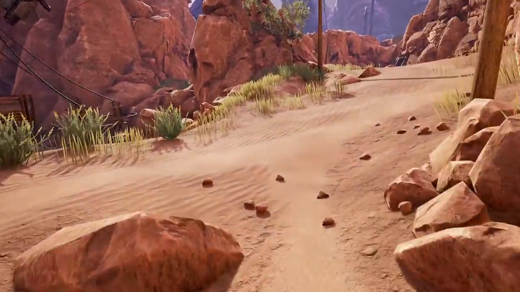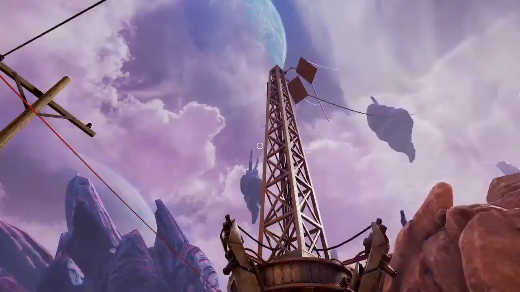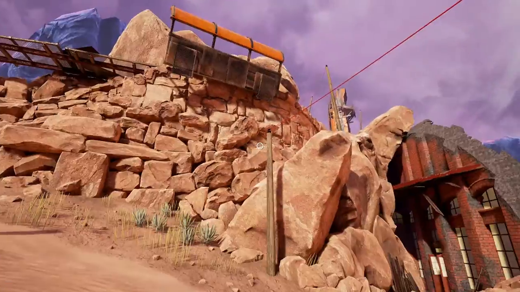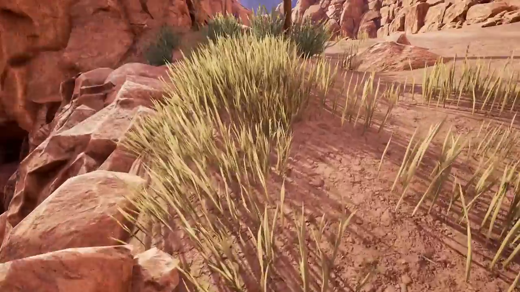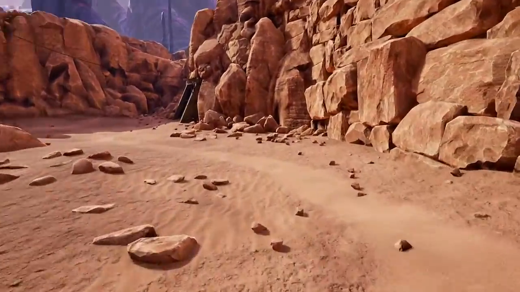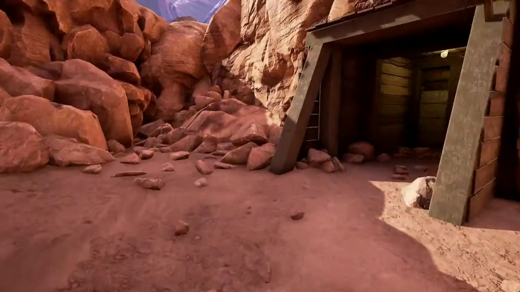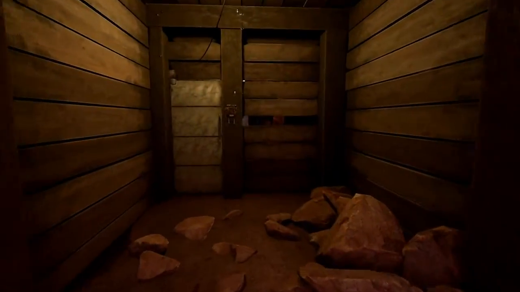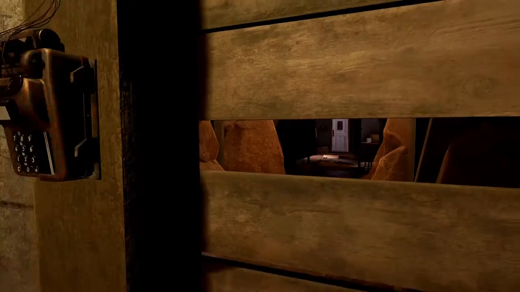Okay. Ooh, what is that? That's got a red cable to it. I don't know. No clue what that is. Okay. Keep following this. Where does this go? Ooh. A keypad. Wait a minute. Oh, I think I know where this is. I think this is Farley's house.